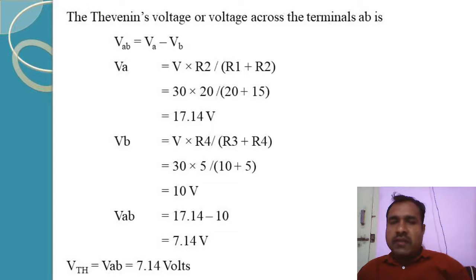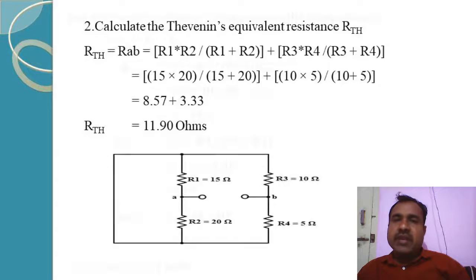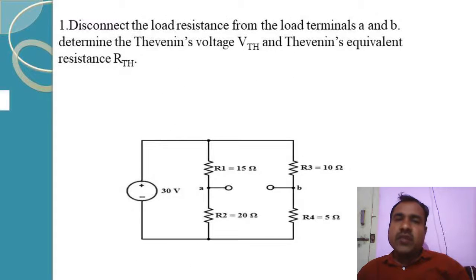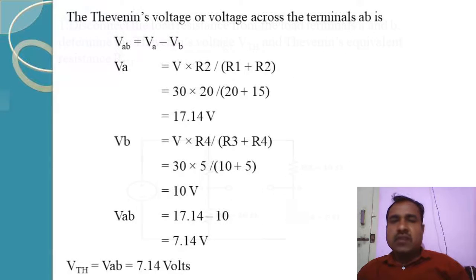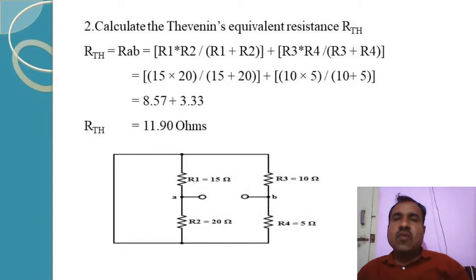Now we have got VTH, that is the Thevenin voltage. Now we need to find the Thevenin resistance. To find the Thevenin resistance, what do we have to do? We have to short the voltage source and then find the resistance value looking back into these terminals. When you look into this terminal, R1 and R2 are in parallel, and that is connected in series with R3 and R4 in parallel.